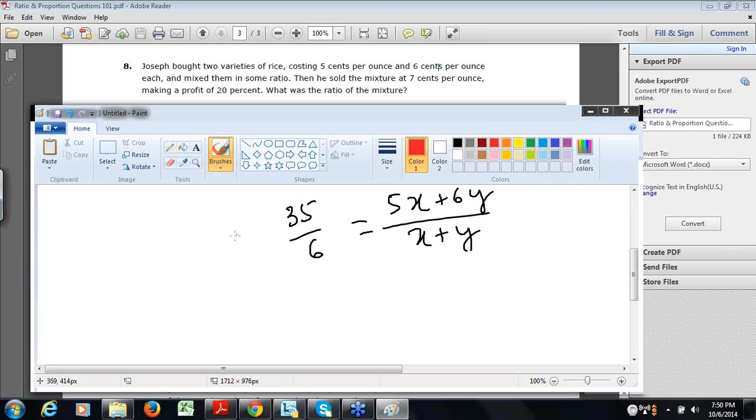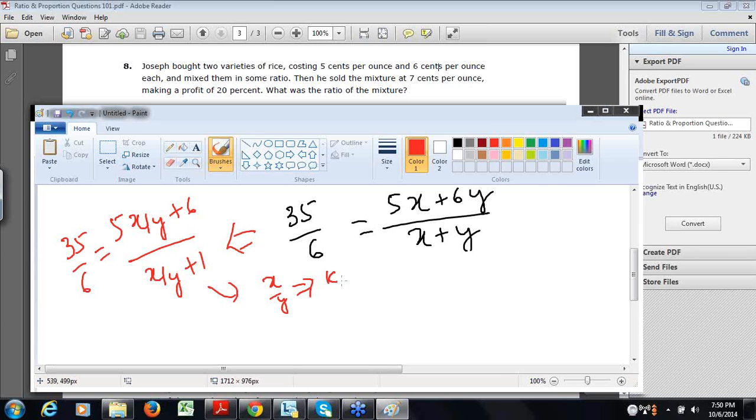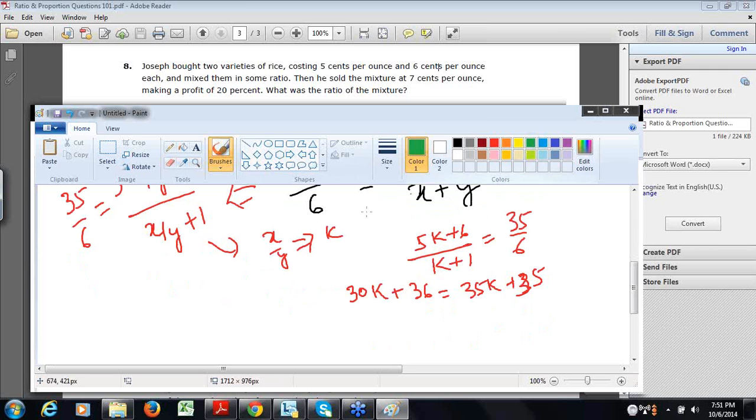Now this will imply 35 by 6 is equal to 5 x by y plus 6 upon x by y plus 1. Now substitute x by y by k. So 5k plus 6 upon k plus 1 is equal to 35 by 6. We'll solve this equation. We get 30k plus 36 is equal to 35k plus 35. This implies 5k is equal to 1, or k is equal to 1 by 5, which is equal to x by y. So x is to y is equal to 1 is to 5.